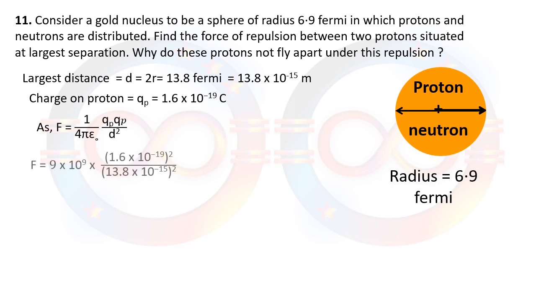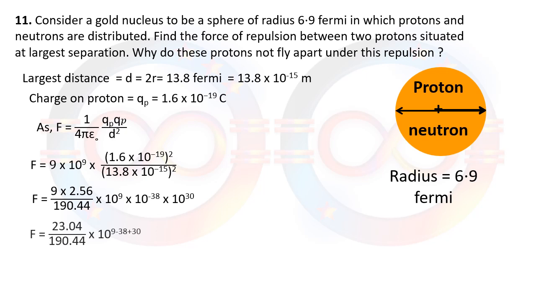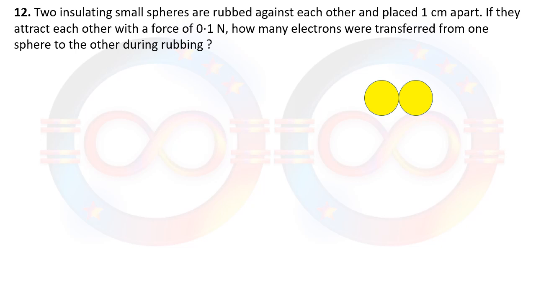Applying Coulomb's law, we can easily calculate the force between two protons when they are separated at a distance of 13.8 Fermi. We will put the standard values given in the question, and then the force will be 1.2 Newton, repulsive in nature. Question number 12 says that two small insulating spheres are rubbed against each other, and they are kept at a separation of 1 centimeter.